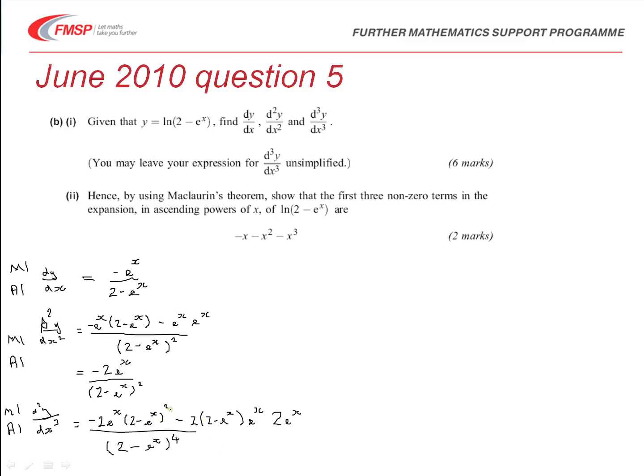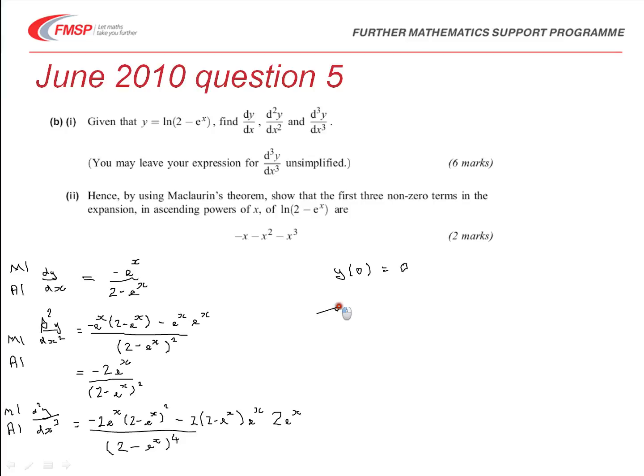Then in part 2 we've now got to use Maclaurin's theorem to find the expansion of ln. So each of these differentials and the function itself need to be evaluated at 0. So we need to firstly find out what is y when x is 0, and the answer to that is, well, it's ln of 2 minus e to the 0. Well, e to the 0 is 1, 2 minus 1 is 1, ln of 1 is 0.